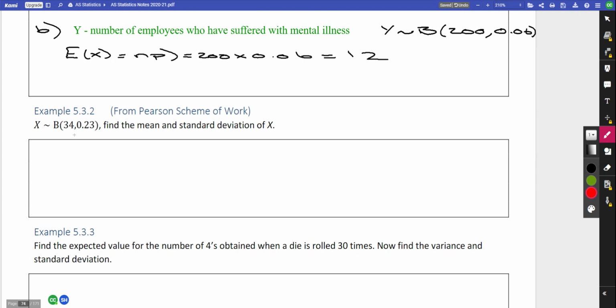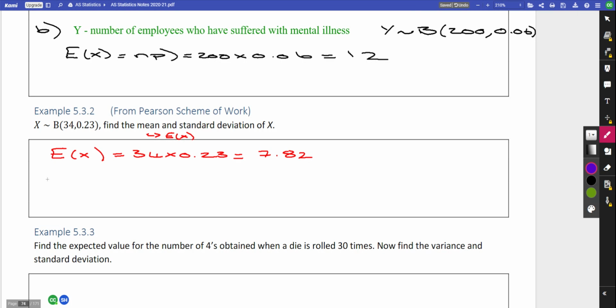This time we don't have any context, we have just been given a binomial distribution and we want to find the mean and standard deviation. Like I've already mentioned, the mean is just the expected value. So here we would do E of x, which is equal to 7.82.